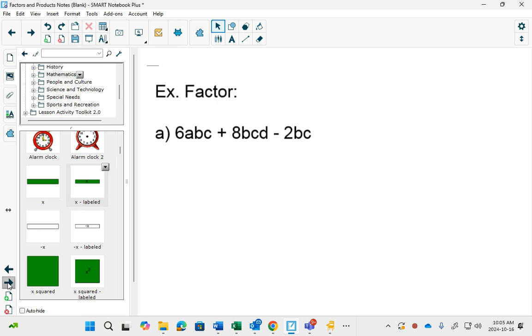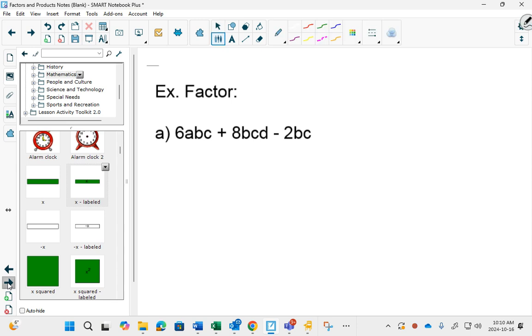So I want you to try a couple on your own. We've got A, B, C, D, E, and F here. First one, the biggest number that you can take out of all three is a 2. Then looking for letters that they have in common. They all have a B, and they all have a C.